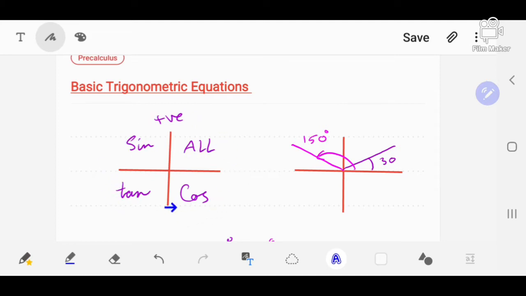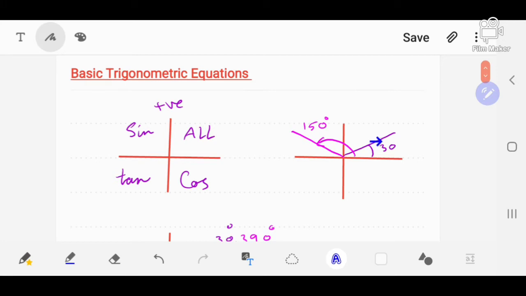All students take calculus. In the first quadrant, all are positive. In the second, only sine is positive. Third, tan is positive. And fourth, cosine is positive. And also we need to remember that these quadrants mean that sine 30 has the same value as sine 150. For example, sine 30 is equal to half, and same thing, sine 150 equals half also. So we have to keep this in mind.